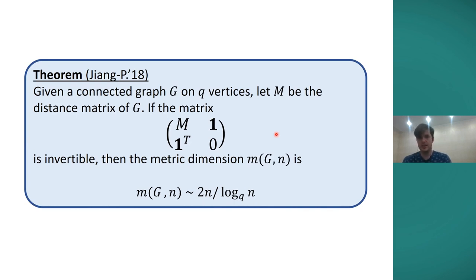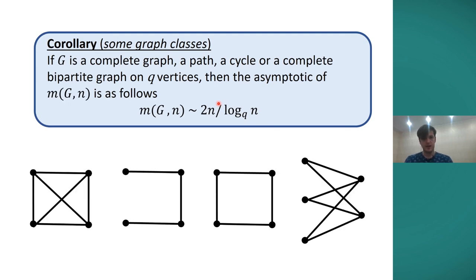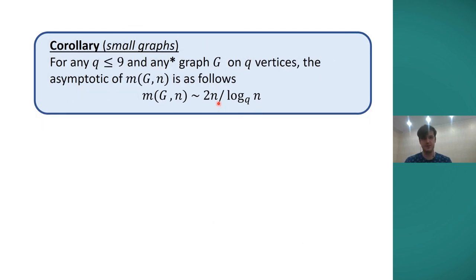And we can examine some classes of graphs. For example, if G is a complete graph, this corresponds to the Curie-Hamming space. If G is a path, cycle, or complete bipartite graph on q vertices, then the asymptotic is exactly as I said for just the q-ary n-dimensional Hamming space. It's also possible to run over all possible small graphs and try to examine the property I stated two slides before.